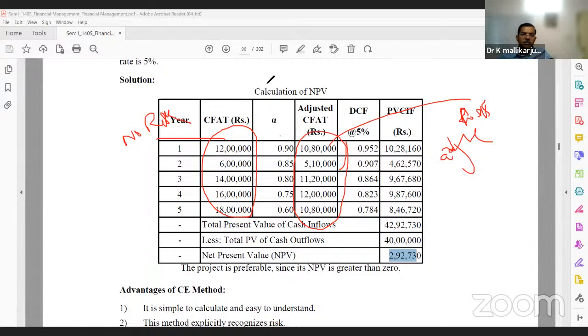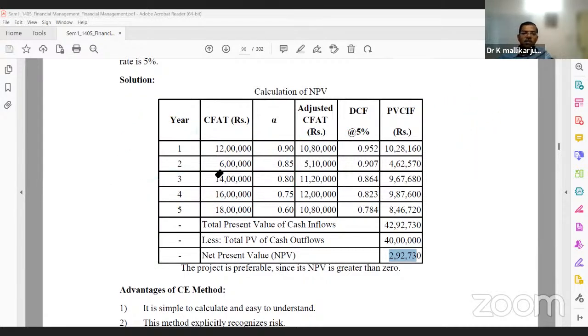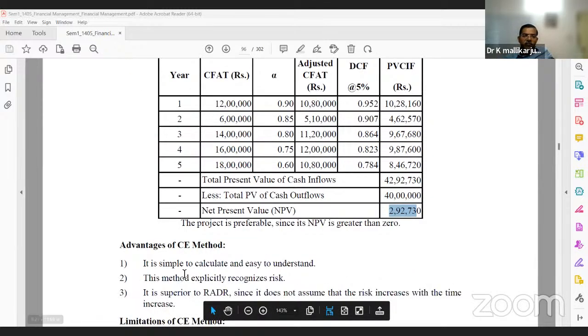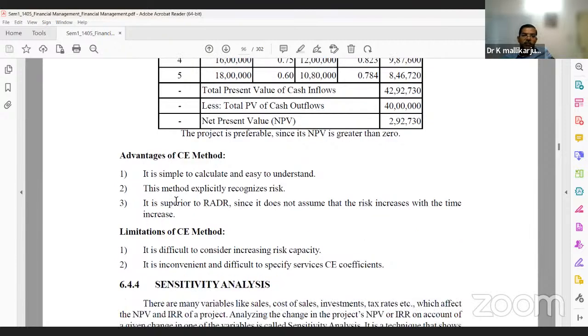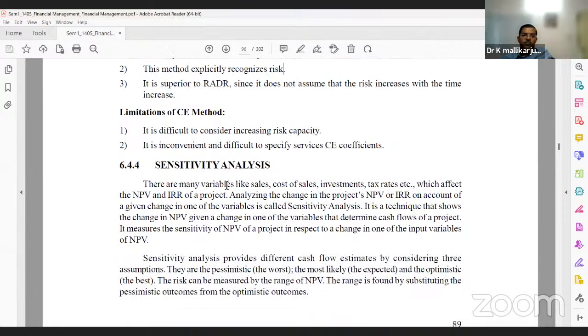Risk adjusted. Here, in this method we consider both time value of money and risk. This certainty equivalent method is very simple to calculate and easy to understand. Instead of 12 lakhs, we'll take only 10,80,000. This method recognizes the risk. It is a superior, adjusted method.